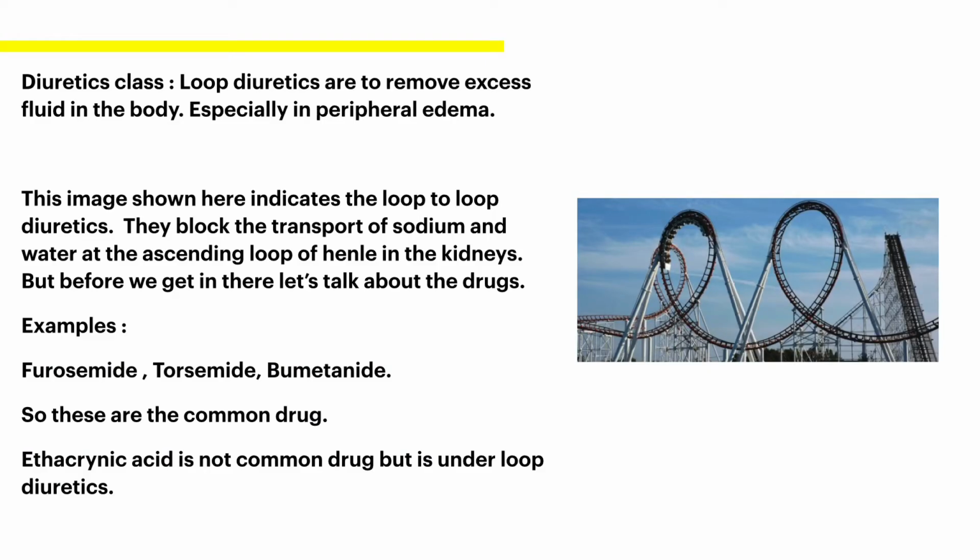The first diuretic class we are going to talk about is loop diuretics, which are used to remove excessive fluid in the body, especially in peripheral edema. This is the first class that I'm talking about, and I will talk about the other classes in my next videos. Also, I have previously done it if you really want to watch it. The image I have given you indicates loop diuretics. They block the transport of sodium and water at the ascending loop of Henle in the kidneys.